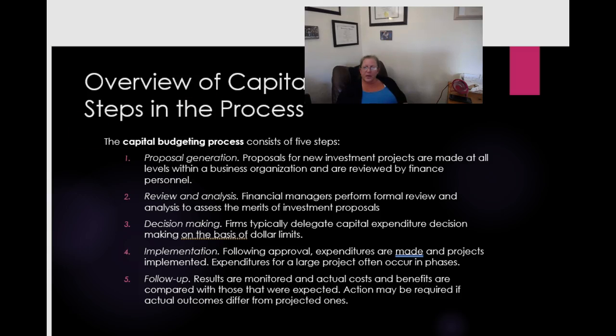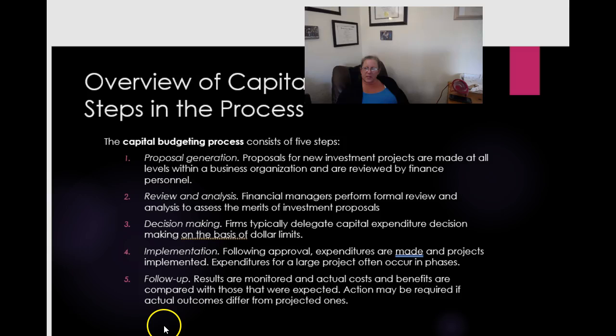The steps in the capital budgeting process, there are 5. First is proposal generation, where proposals for new investment projects are made at all levels within a business organization and they are reviewed by finance personnel. And then review and analysis. Financial managers perform a formal review and analysis to assess the merits of investment proposals.